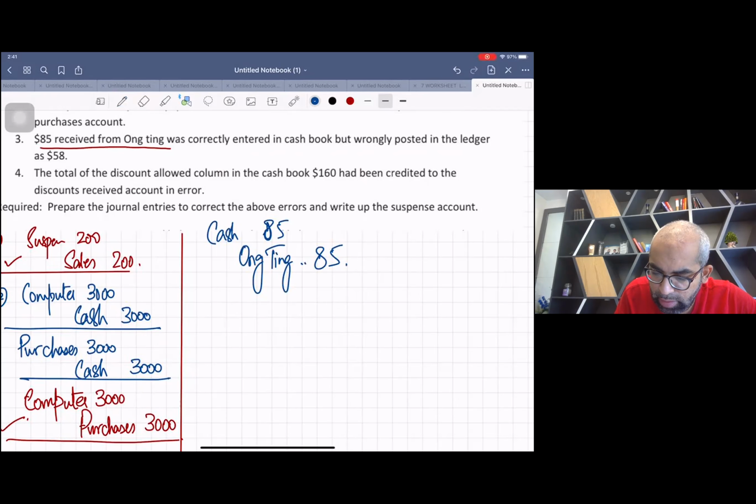Cash debit 85 and Ong Teng credit 85. Okay. Now, what entry did we make?